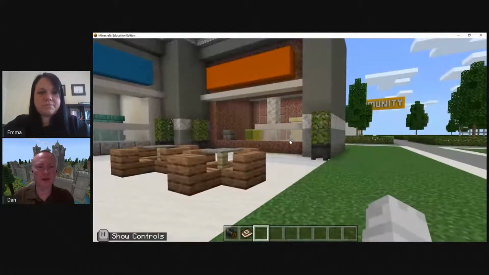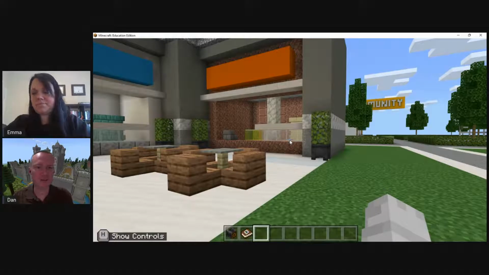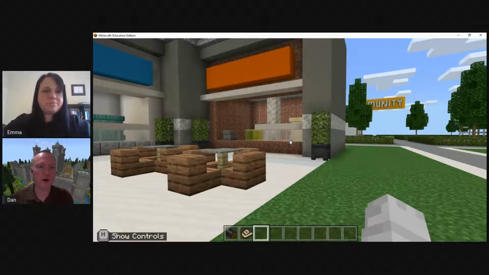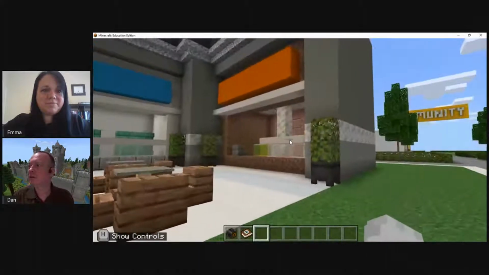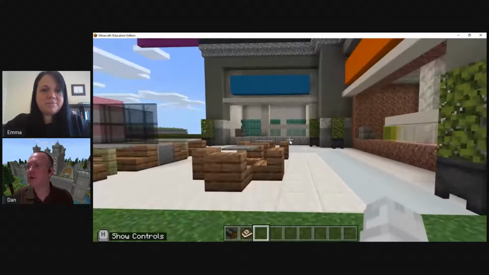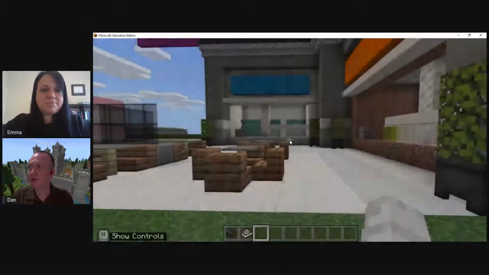So I'm going to start in here, and actually what I'll do closer to the end is maybe jump out and jump into another world where I've already built some more advanced accessibility features, and I can show you how I constructed them. I'll get started here, and as it is creative mode, we do have access to all of our inventory here.